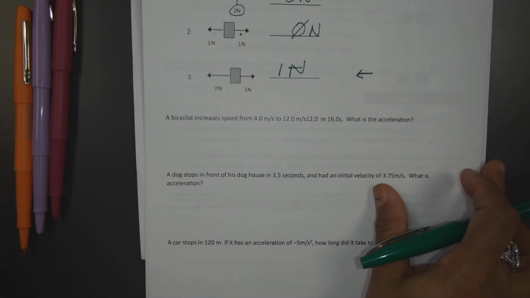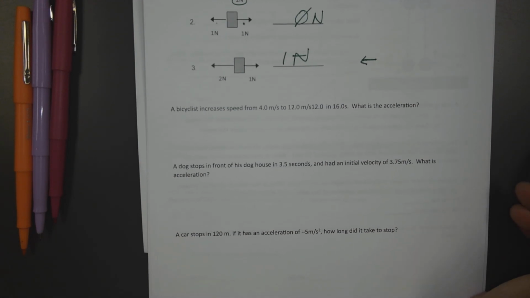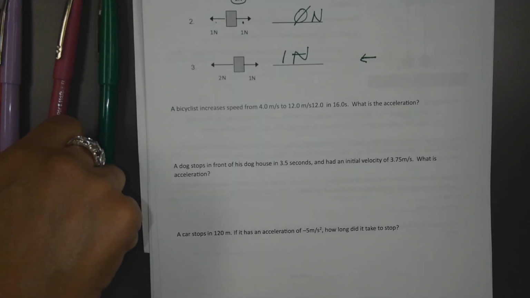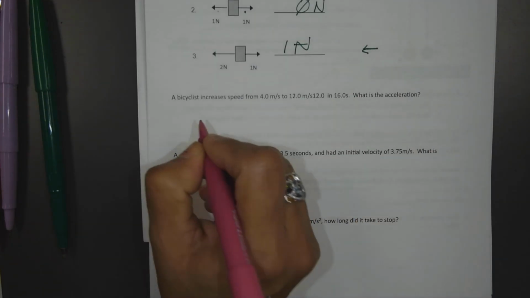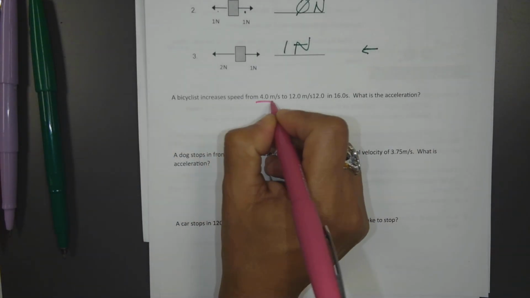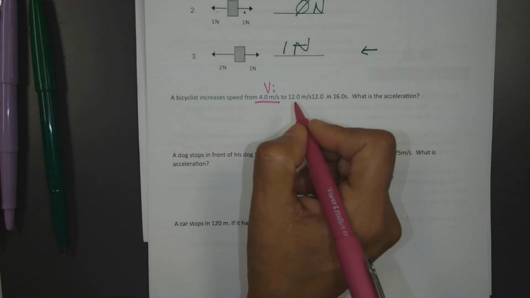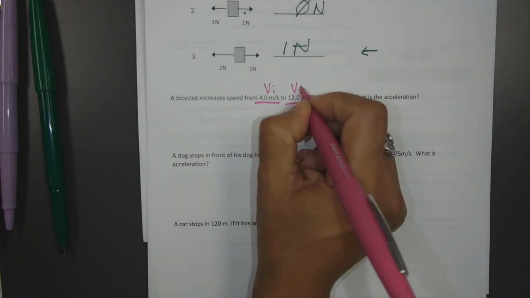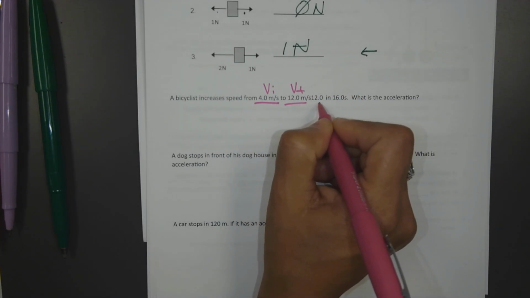Then we get into some math questions over here, which is a review, because that's where I noticed some students in these past years have started to wonder or not do so hot was because of the math. So let's look at some more math to practice. It says a bicycle increases speed from, okay, if it's from anything, that's my initial, to, that's my final velocity.